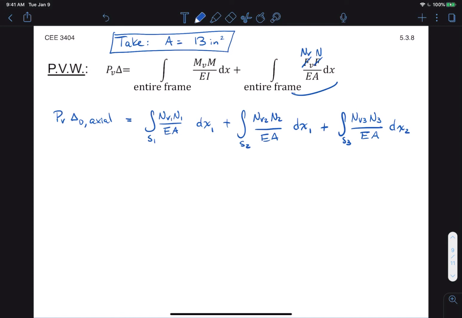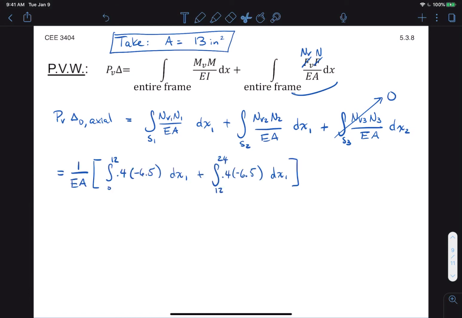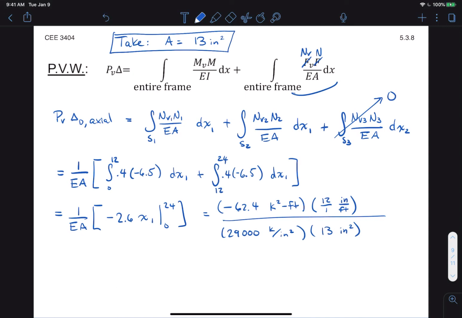We know that NV3 was 0, so we can simplify this by just ignoring the section 3 integral. And so continuing that, we expand the integrals. In this case, both integrals are the same, so in fact we can consider it as one entire integral. And so in the end we get something pretty simple, which is negative 2.6 times x1 from 0 to 24. Evaluating that and plugging numbers in, we get the following.